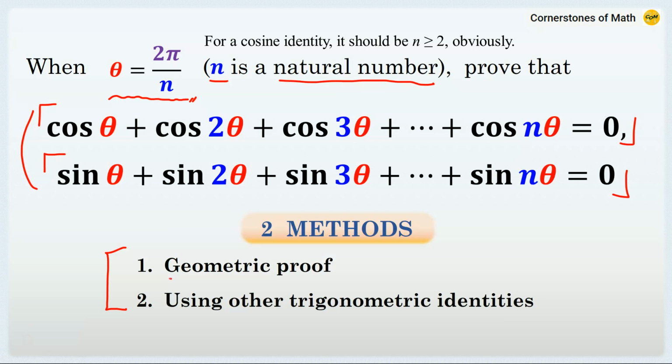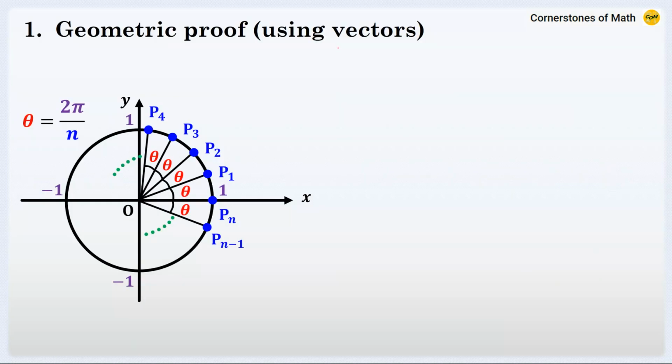The first method is the geometric proof, similar to my last video. But wait, didn't my last video use the symmetry that only works for even numbers? Well, that's why in this video, I will use vectors. Consider a unit circle. Since this theta is 2 pi, which is the entire circumference, divided by n, if we take points P1, P2, P3, and so on the circumference by rotating theta counterclockwise every time, we have total n points that divide the circle into n arcs with equal length.